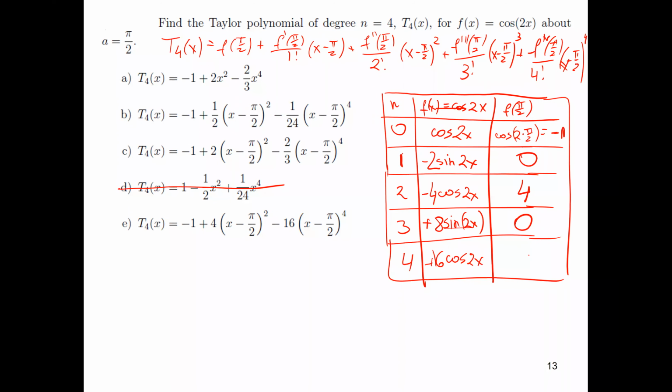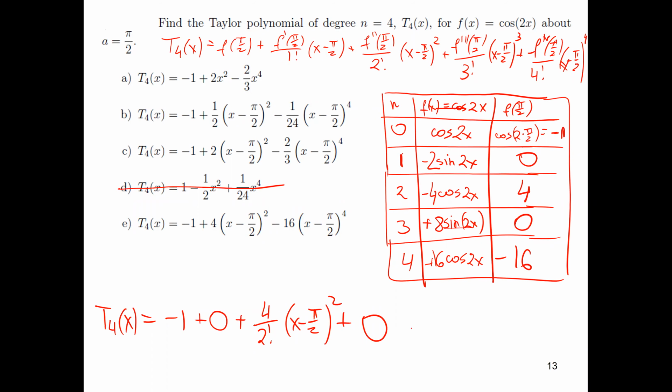That means that's my final answer. Let me repeat. The value of the function at pi over 2 is negative 1. The value of the first derivative is 0, so we don't have that term. The second derivative gives 4 over 2 factorial, x minus the center to the power of 2. The third derivative is 0, really good. And the fourth one is negative 16 over 4 factorial, x minus pi over 2 to the power of 4. Okay, which answer is correct?